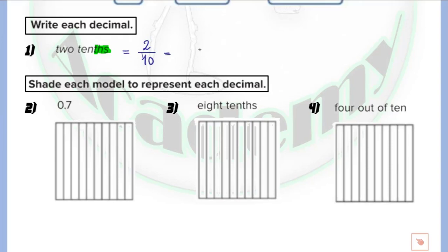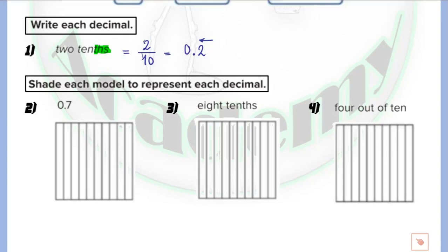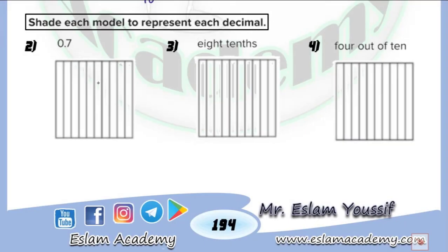Number 1, write the numerator without any change. Number 2, how many zeros are down in 10? We have only 1 zero. So from the right, I will start counting 1 digit, then put the decimal point. So it will equal 0.2, and we can read it as 2 tenths in the form of a fraction. In this question, we need to shade each one.